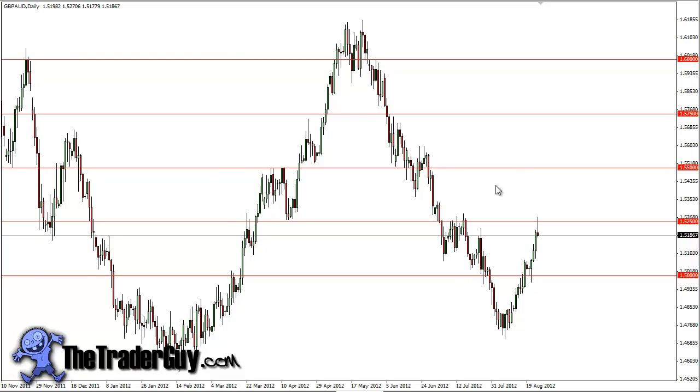So now we look at this and we can see that the candle from the previous session on Friday, and let me check the calendar.